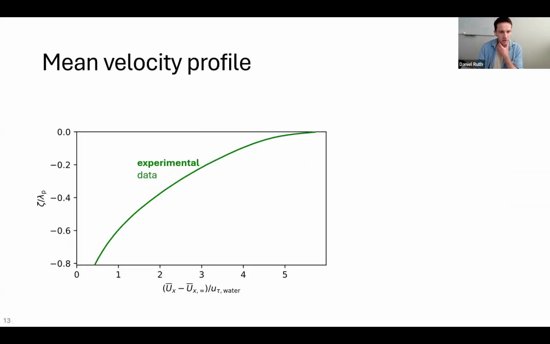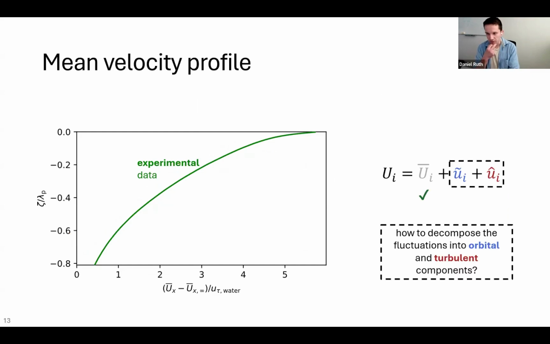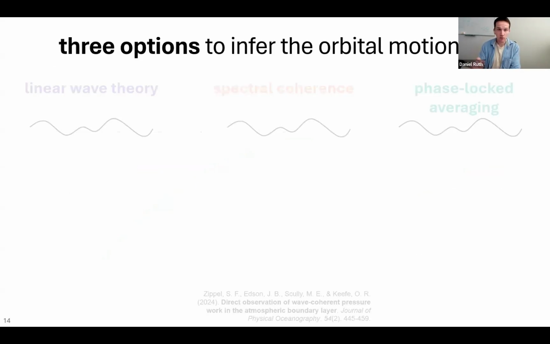So we can do the same kind of averaging on our experimental data, and we get the mean velocity profile that's shown here. So again, we get the depth on the y-axis, and here it's normalized by the peak wavelength, and the mean velocity on the x-axis. So this is the first of the three components of the triple decomposition. And now the next step is going to be to decompose the remaining fluctuations into the orbital and turbulent components. And we've looked at three methods for doing that.